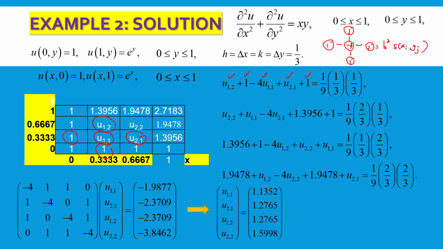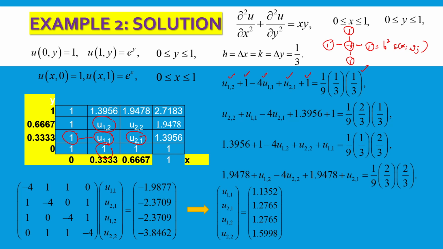h is 1/3, so h squared is 1/9. So for s(xi, yj), the mean here is xi, yj. When you are standing at the center u11, xi is 1/3 and yj, the mean from where you are standing at the center, x is 1/3, y is 1/3. So 1/3, 1/3.